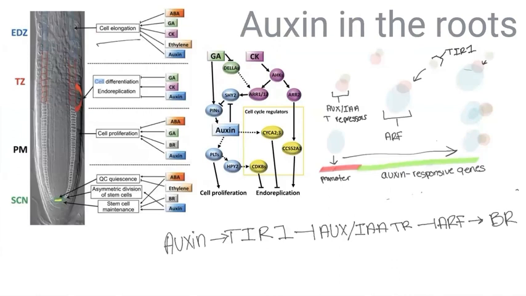If auxin isn't present, you have AUX/IAA transcription repressors present. Those are bound to the ARF molecule, a transcription factor that, if not bound to the repressors, binds to the promoter and induces transcription of those auxin genes. The simple pathway is: if auxin is present, you have the promotion of TIR1, and this TIR1 inhibits the AUX/IAA transcriptional repressors. If that is inhibited, you have a promotion of ARF transcription factors, which create that biological response.